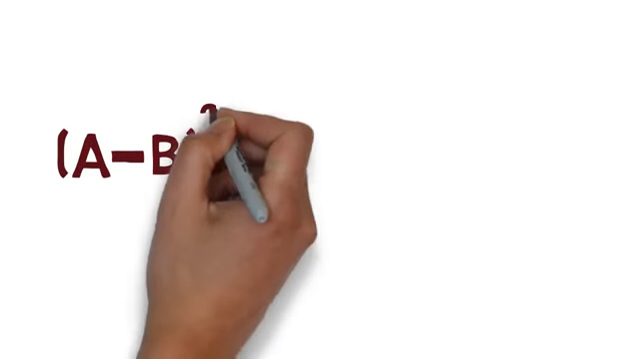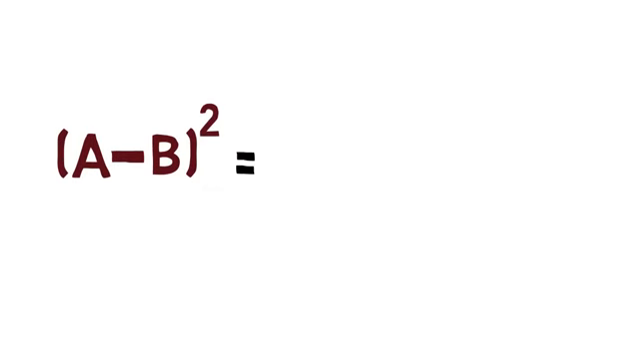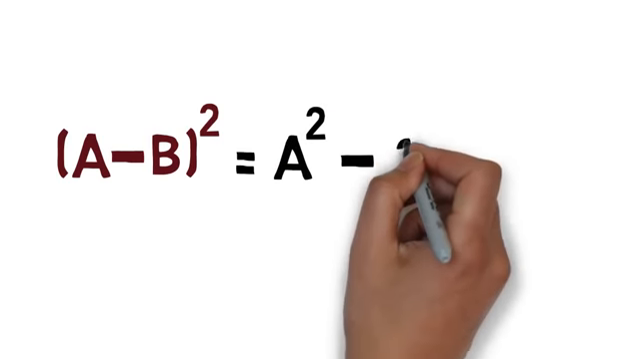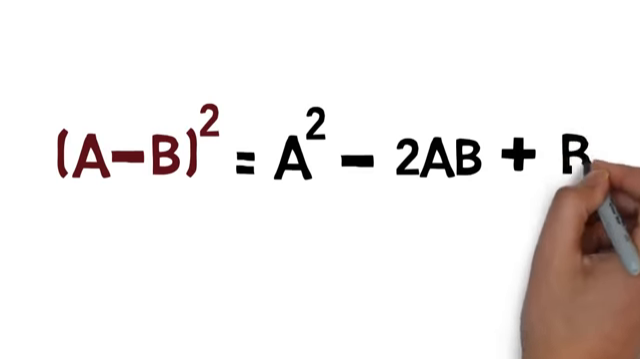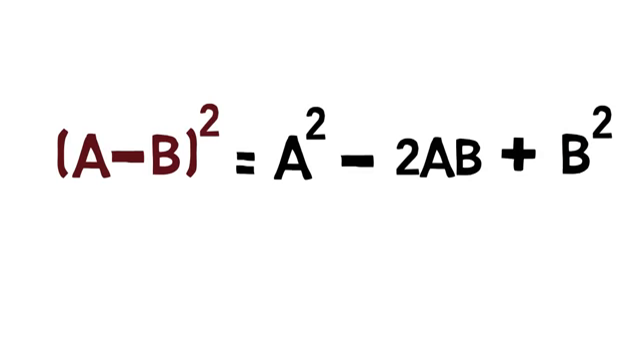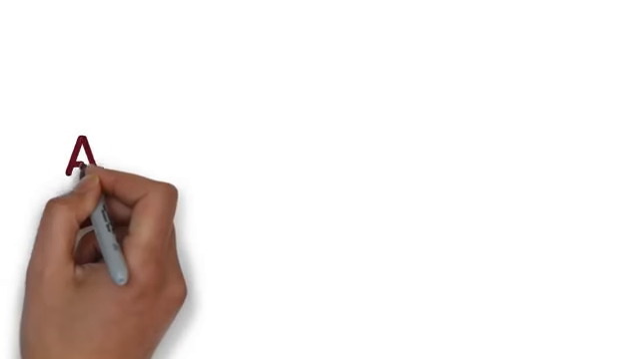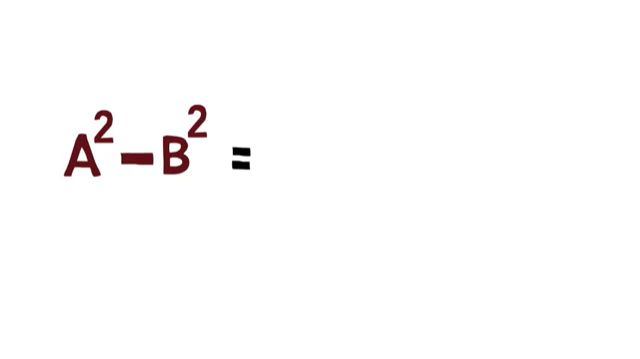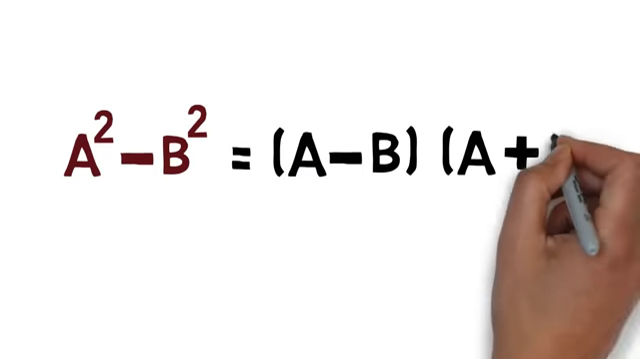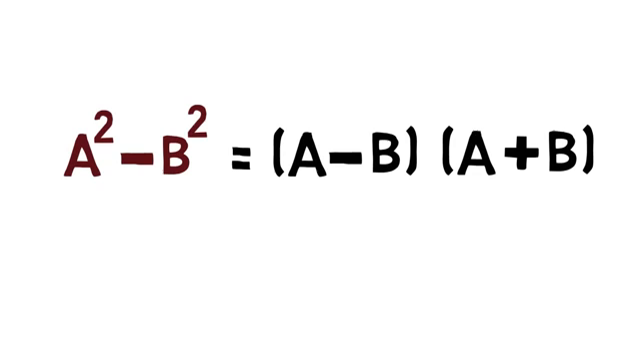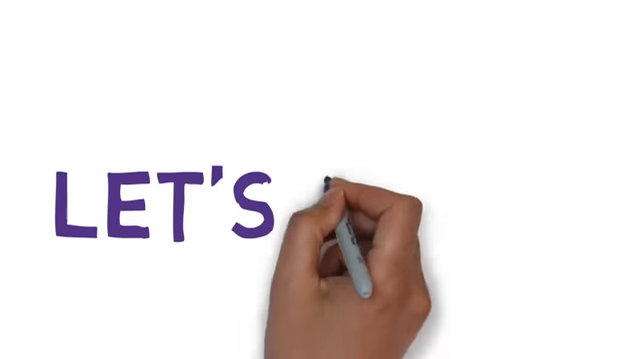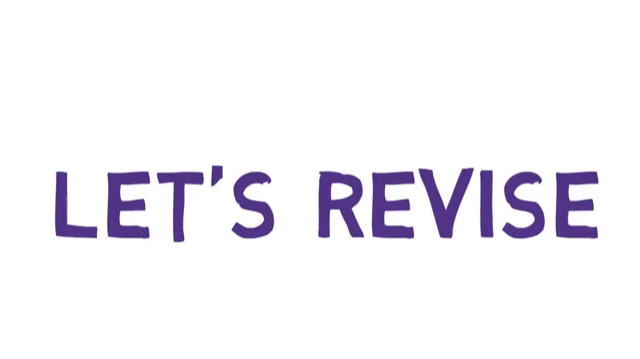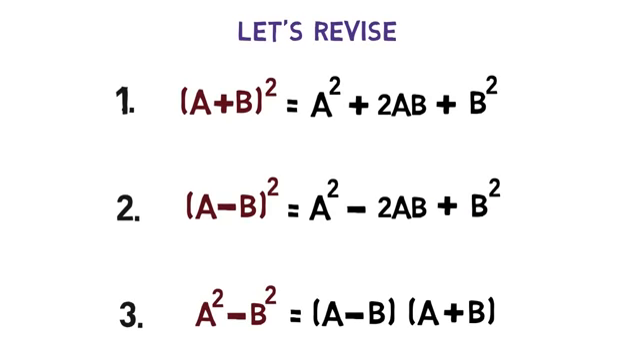The next one is A minus B whole square, which is equal to A square minus 2AB plus B square. The next one is A square minus B square, which is equal to A minus B into A plus B. My dear friends, these are the most basic formulas from which we can derive any other formula. So that's why let's revise it once again.